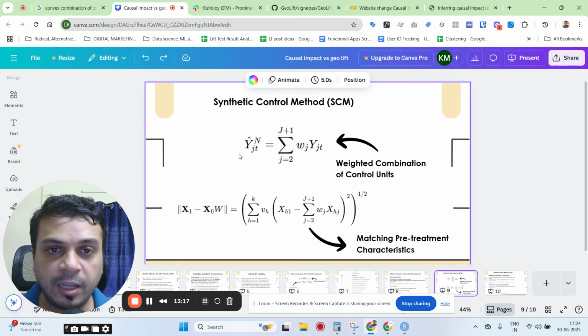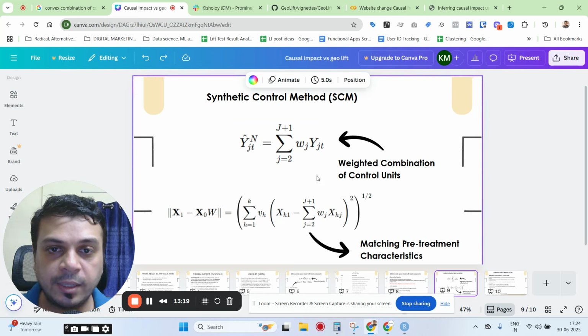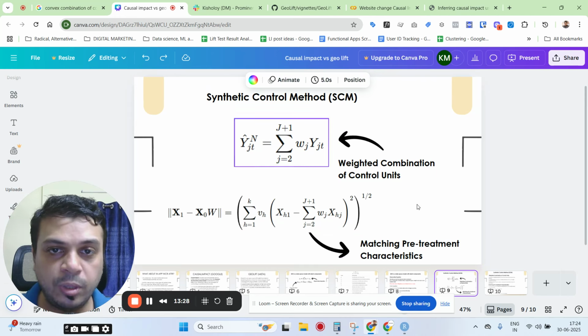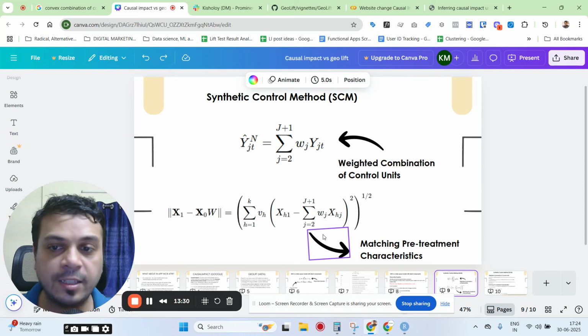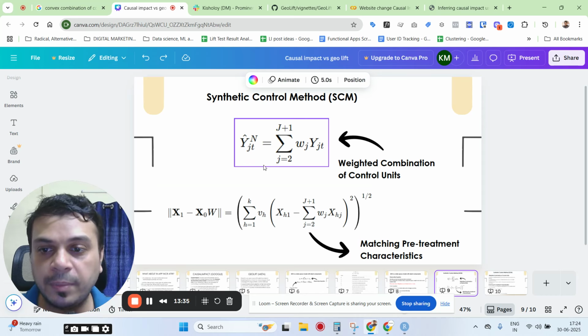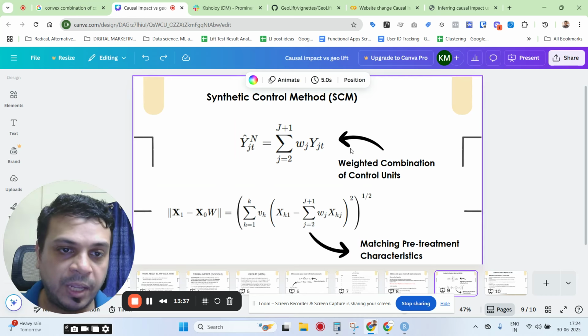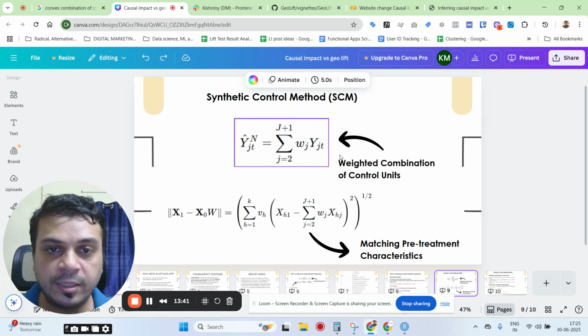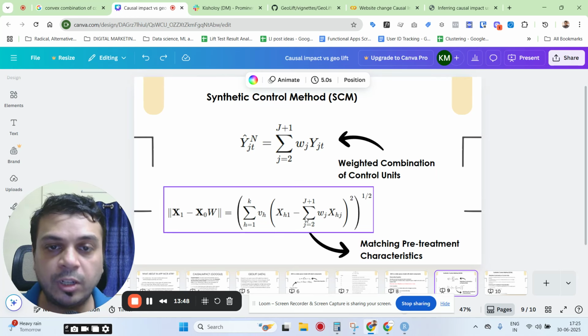Now, I'll come to synthetic control methods. In synthetic control methods, you'll see that there's a weighted combination of control units, and there's matching of pre-treatment characteristics. There are two important equations, again a system of equations. A lot seems to be going on here, but it's actually relatively simpler than BSTS. It's simply a weighted combination of control units. Just think of it: these weights, this W here, are the weights, and W_jt are the observed values from the different control units.